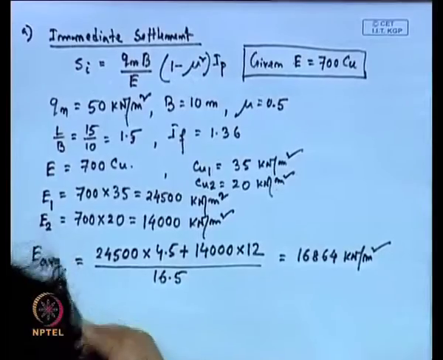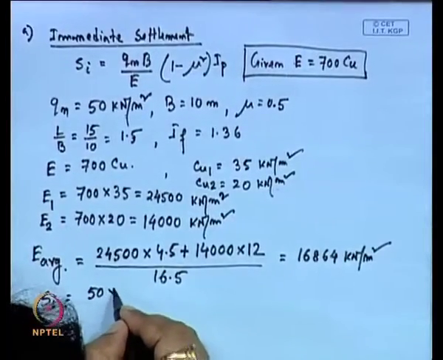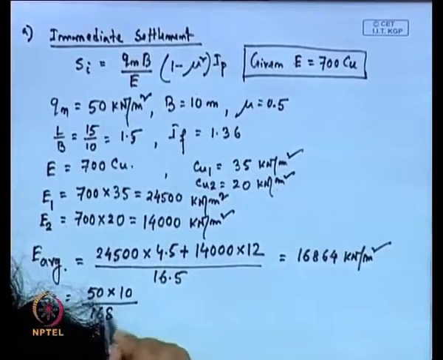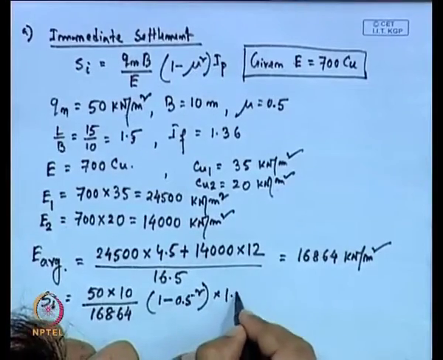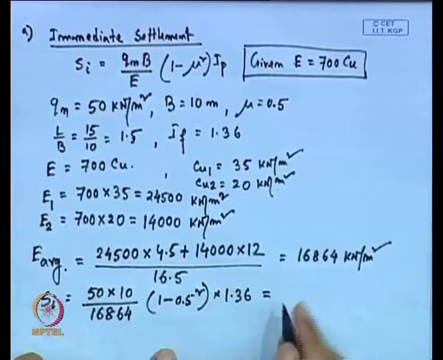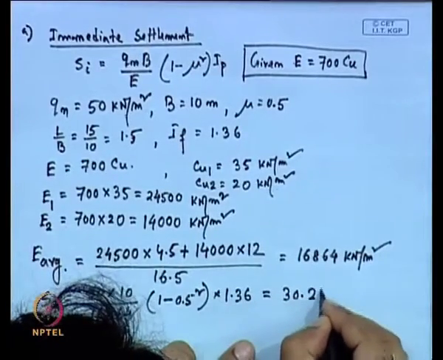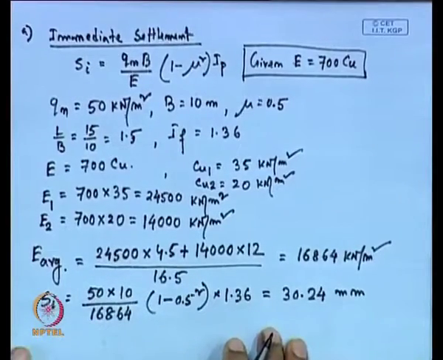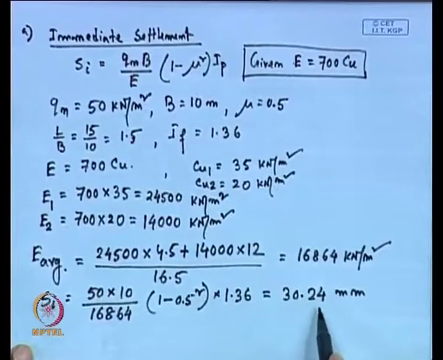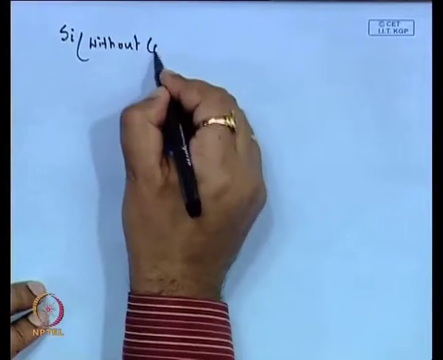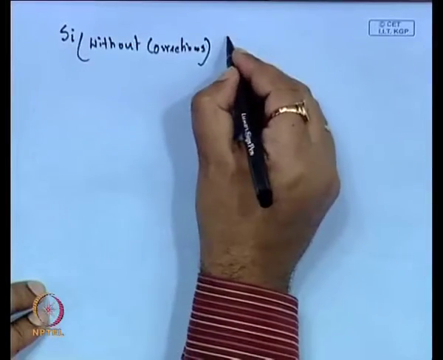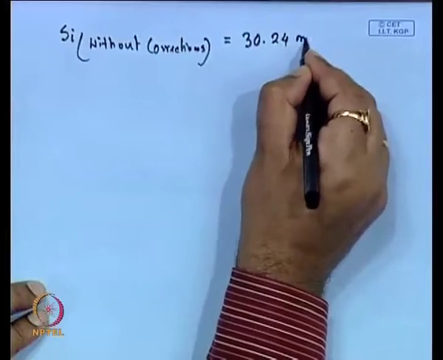So the immediate settlement SI will be Qn is 50, B is 10, E is 16,864, into 1 minus 0.5 square, influence factor is 1.36. After the calculation we will get 30.24 millimeter. So the immediate settlement is 30.24 millimeter without any corrections.